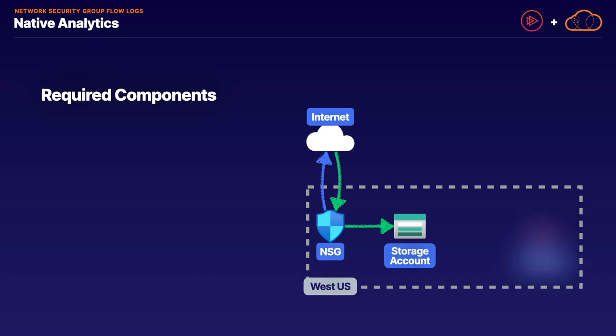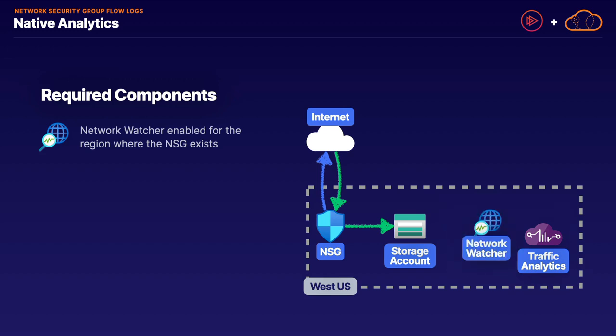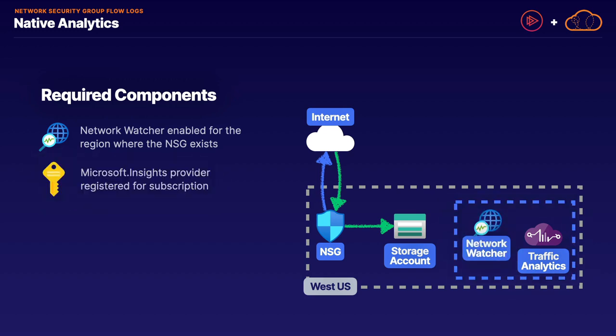But for now, it's important that we know that it exists, and we'll talk about the required components for traffic analytics. So for traffic analytics, what we want to do is, again, make sure that Network Watcher is enabled for the region where the NSG exists. We want to make sure that the Microsoft.Insights provider is registered on the subscription where the NSG lives. We want to make sure that that NSG is associated with a subnet or network interface boundary.